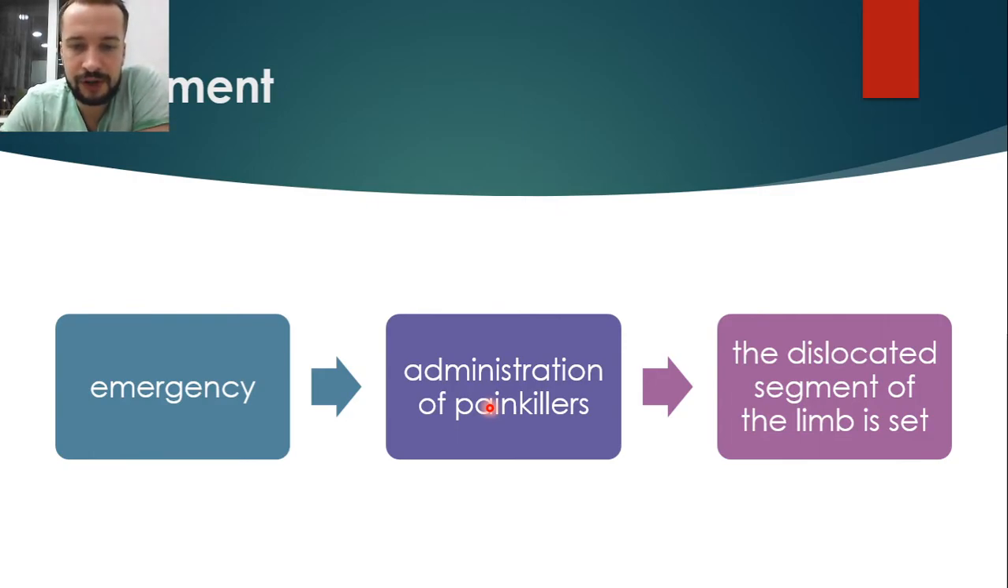Treatment of fresh dislocation is an emergency measure, and it should be started immediately after diagnosis. Help begins with the introduction of painkillers. For example, you can use absolutely all what you have: morphine, promedol, trimeperidine, and others. Then the dislocated segment of the limb is set.